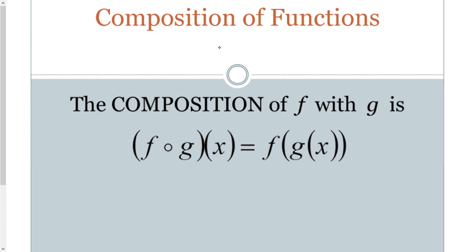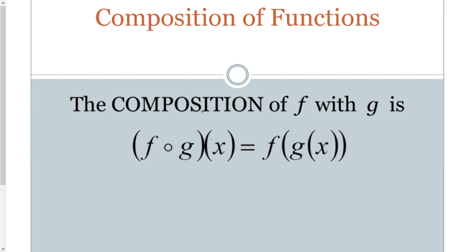composition of functions. So the composition of function f with g is expressed as, and this is where the notation gets super fun and exciting, this is read f of g of x, okay? We can also express that using just the double bracket notation where it's, again, f of g of x, okay?